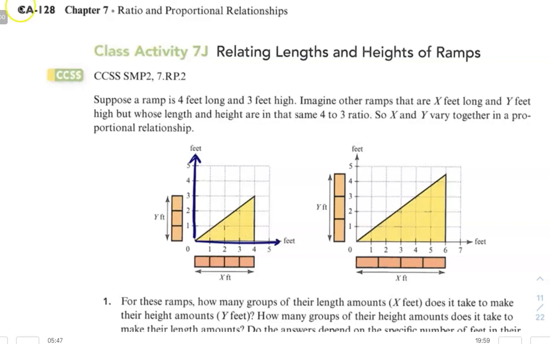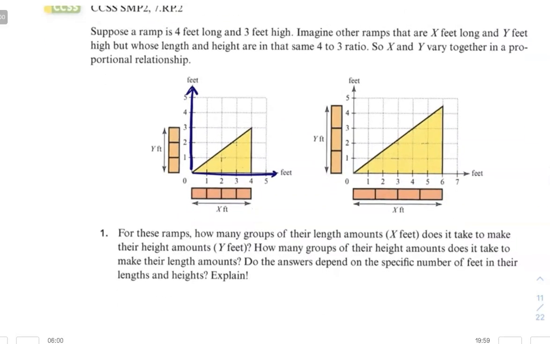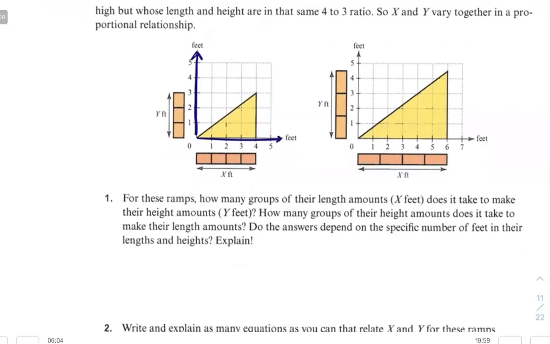So let's see, suppose a ramp is 4 feet long and 3 feet high. Imagine other ramps that are x feet long and y feet high, but those lengths and heights are in the same ratio. So x and y vary together in a proportional relationship. How many groups of their lengths amounts, x feet, does it take to make the height amount? So how many groups of the lengths takes to make the height?